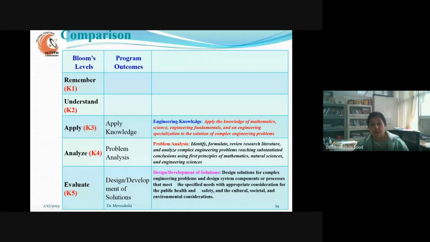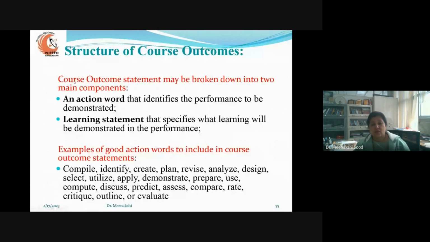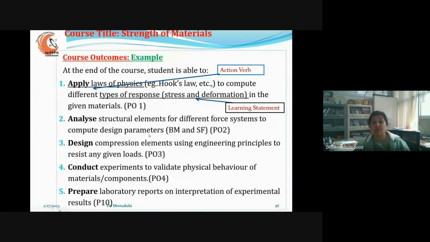So the course outcome, action word, or the learning statement has to be taken care of. Instead of writing "understand", you can say whether he is able to identify, plan or demonstrate. So these types of words you can use, right? This is one example which you can see.